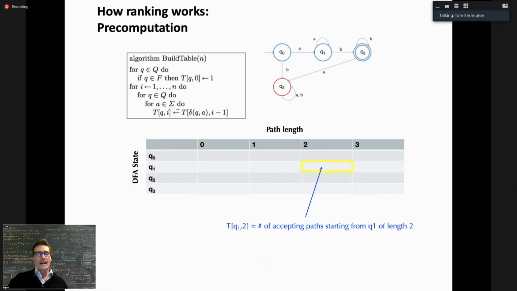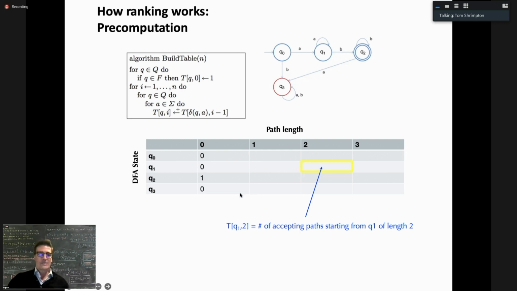Okay, so I told you that if you pre-compute some tables, then you can do ranking and unranking in time that's linear in the length of the string. I'm just going to very quickly show you the table here. So the table you pre-compute has as its rows the DFA states, and as its columns the length of paths. And what goes in, for example, this position here, this table T at row Q1, column 2, is the number of accepting paths if you started from Q1 and went two steps. Okay, one more time. This position here is if you start at DFA state Q1 and you went two steps, how many accepting paths are there that would start there and go two steps?